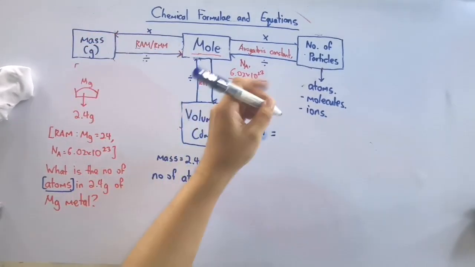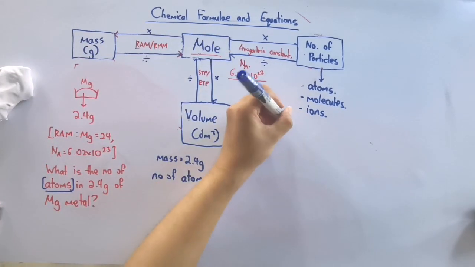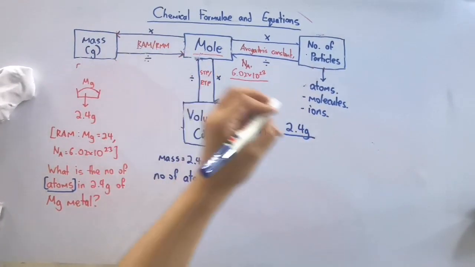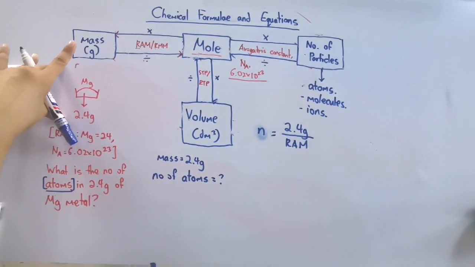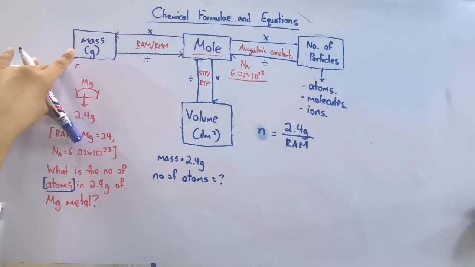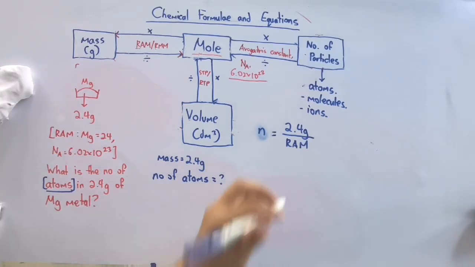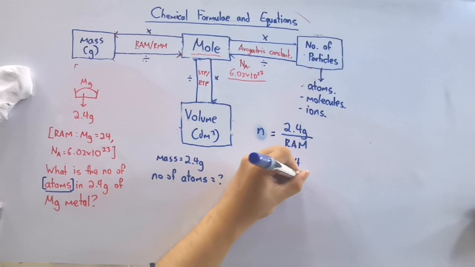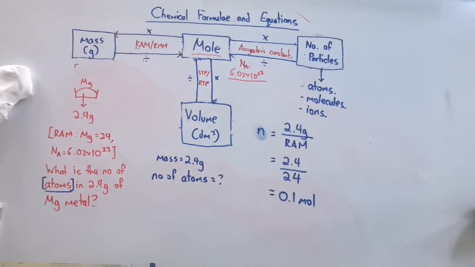N equals to, now, mole equals to mass divided by relative atomic mass. So we're going to take 2.4 grams, which is the mass, divided by the relative atomic mass. Now, for pure metals like magnesium, you don't have to consider any molecules like the earlier oxygen question, because magnesium metal exists as atoms, so there's no reason for you to multiply anything. So we're going to take 2.4 divided straight by 24. You are going to get 0.1 mole of magnesium metal.